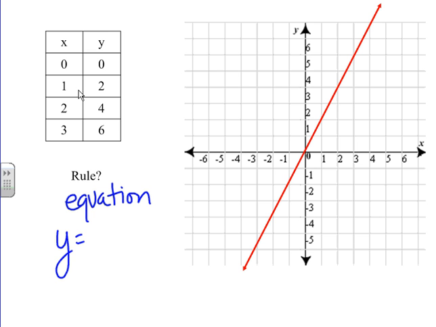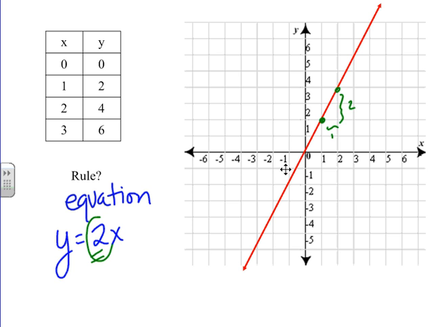Now we can tell by looking at the table of values that every time we put a value in for x, it doubles. 1 times 2 is 2, 2 times 2 is 4, 3 times 2 is 6. So we're basically doubling whatever that input value is. Now what's interesting to note is that this value here too is the slope. 2 over 1. We just were talking about that, right? That particular line had a slope of 2.